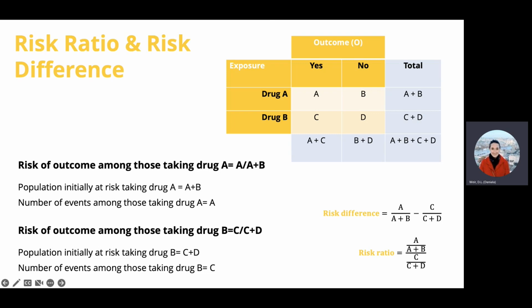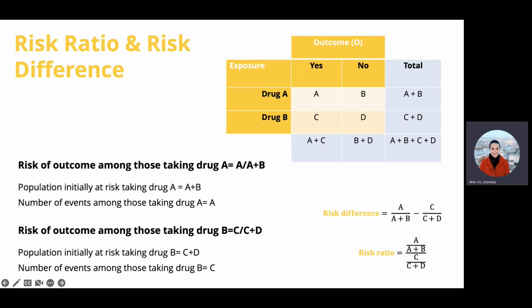So this is going to be calculated as cell A, or the count in A, over A plus B. And A plus B is the population initially at risk that are taking drug A, so initially at risk of the outcome. So this is this group here, A plus B. And the number of events among those taking drug A is just cell A, which is right here.